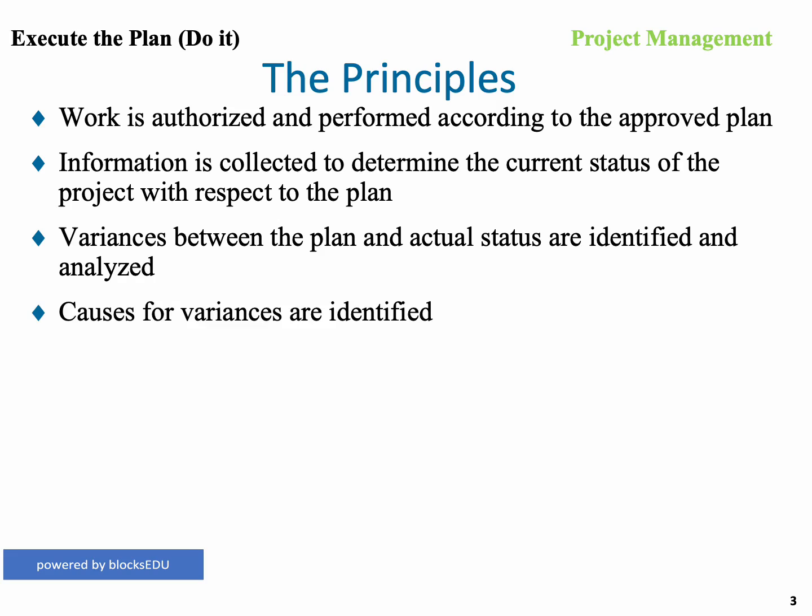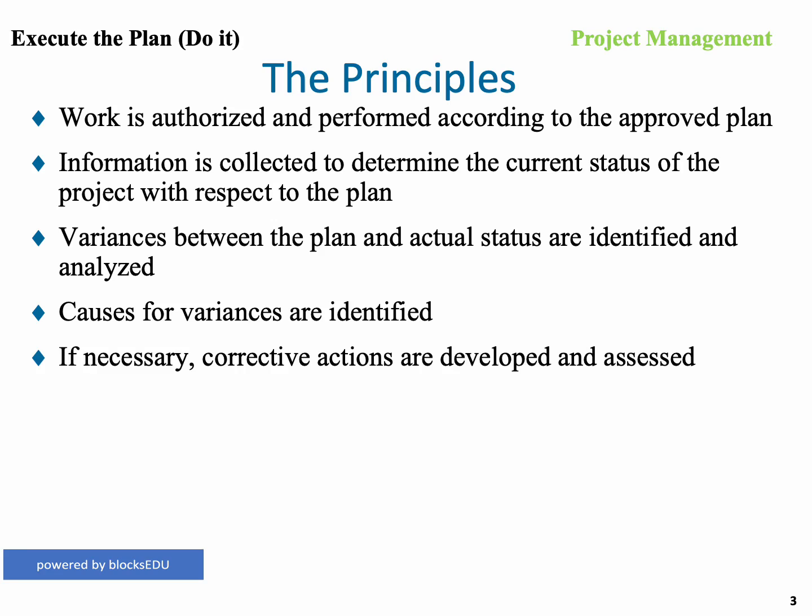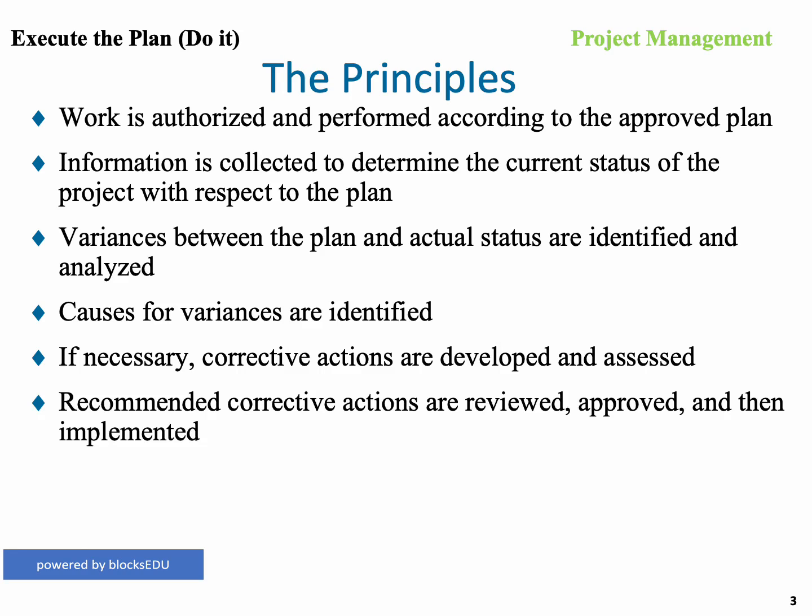Causes for variances are identified. So if there's a variance, whether it's a plus or minus, whether it's good or bad, we always identify what that variance is. And only after we've identified the variance, and only if necessary, we develop a course of action to take some corrective actions towards the variance. Our recommended corrective actions are reviewed and approved and then implemented.